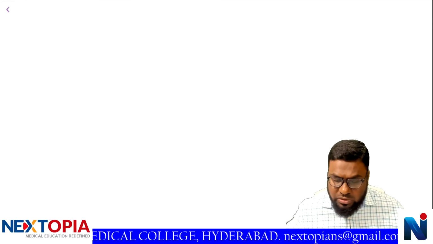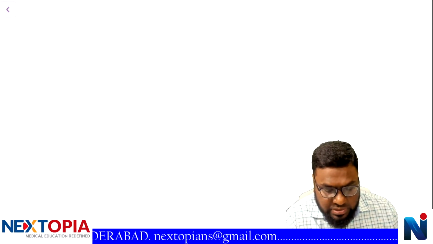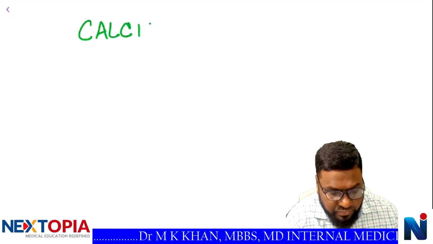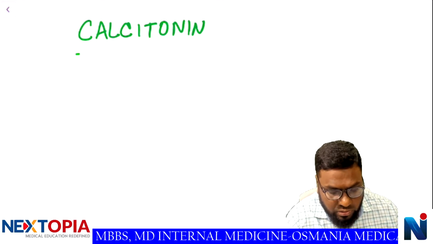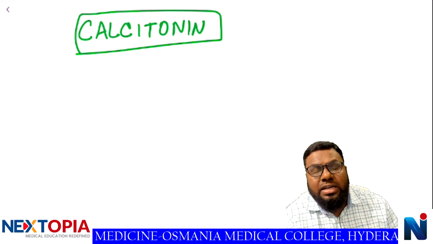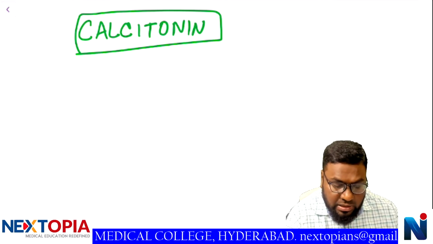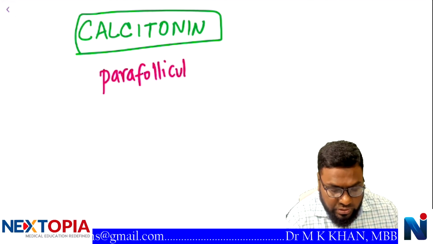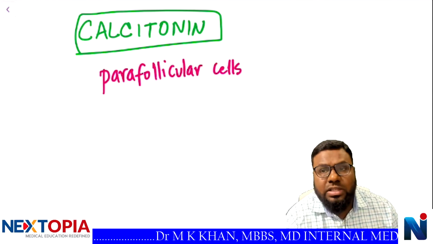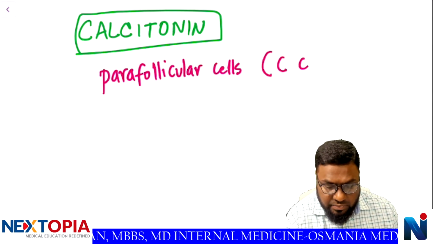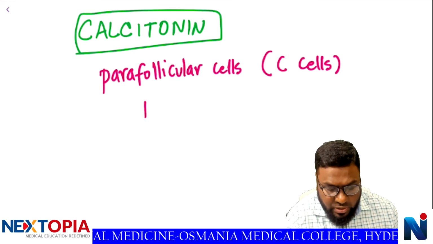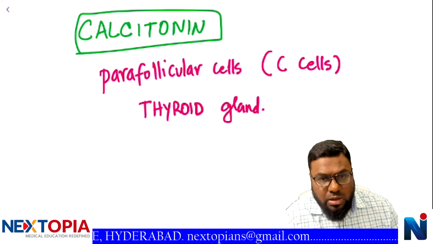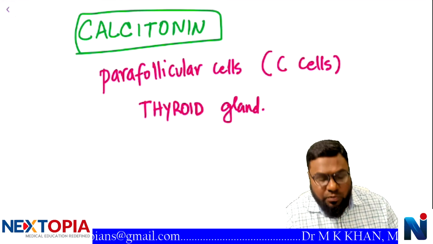So we were discussing the hormones which regulate the calcium and phosphate metabolism. The second hormone which regulates the calcium and phosphate metabolism is calcitonin. Calcitonin is a peptide hormone. Calcitonin is secreted by the parafollicular cells of the thyroid gland. We also call them C cells of the thyroid gland.